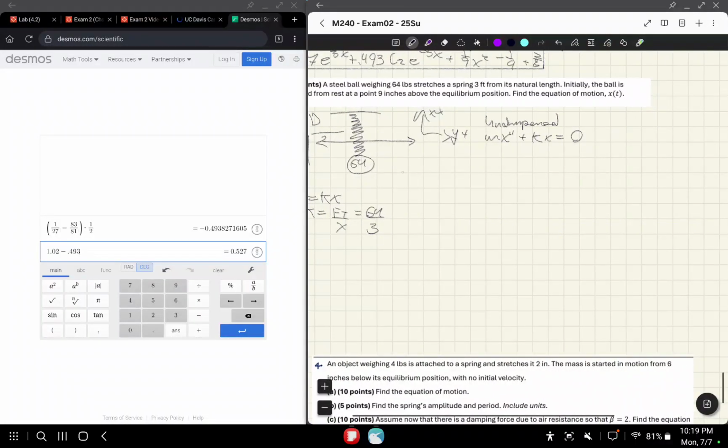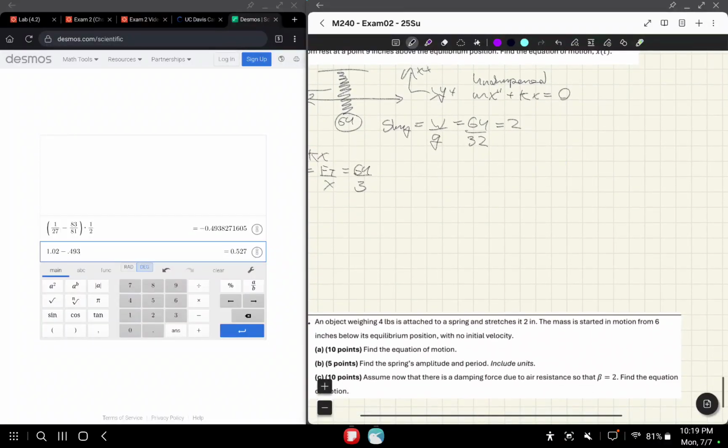And for m, we need to get this in slugs. Slugs will be weight divided by gravity, which is imperial, so 64 divided by 32 equals 2. So let's write our diff EQ now: 2x'' plus 64 over 3 x equals 0.